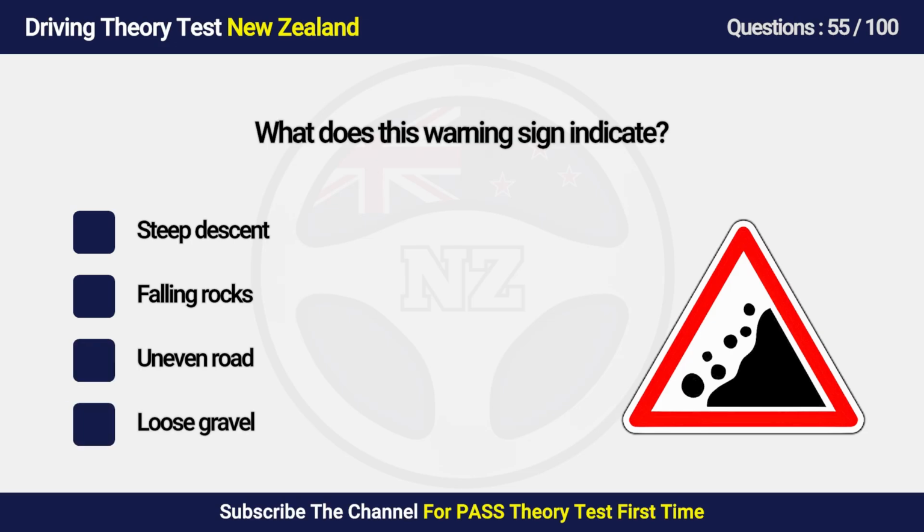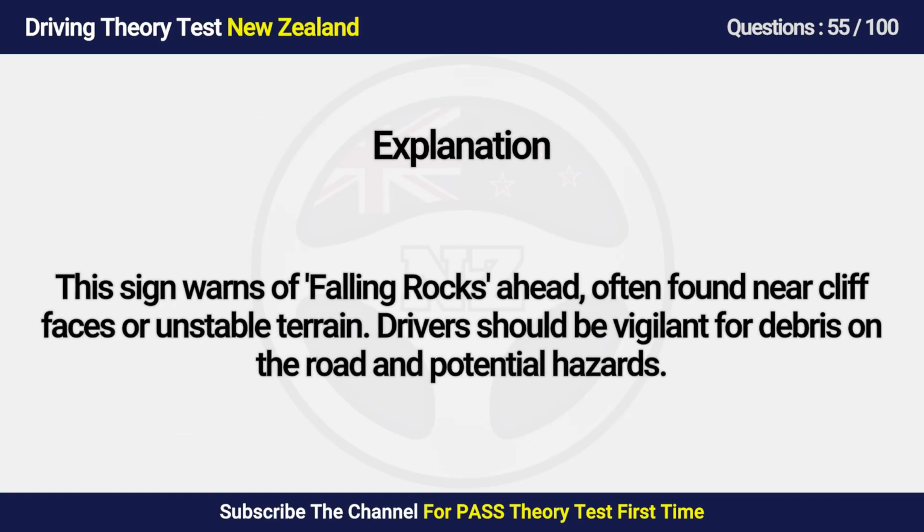Question 55. What does this warning sign indicate? A. Steep descent. B. Falling rocks. C. Uneven road. D. Loose gravel. Answer is B. Falling rocks. This sign warns of falling rocks ahead, often found near cliff faces or unstable terrain. Drivers should be vigilant for debris on the road and potential hazards.